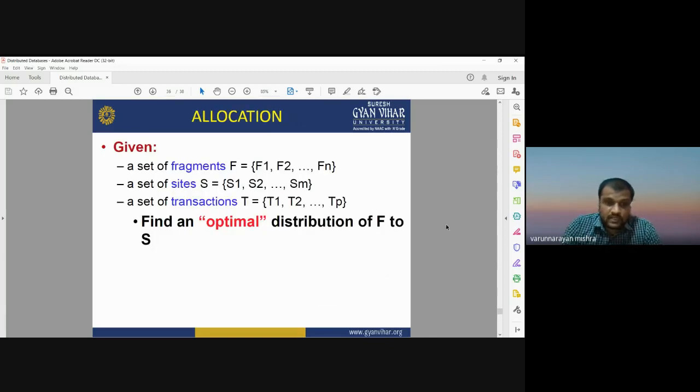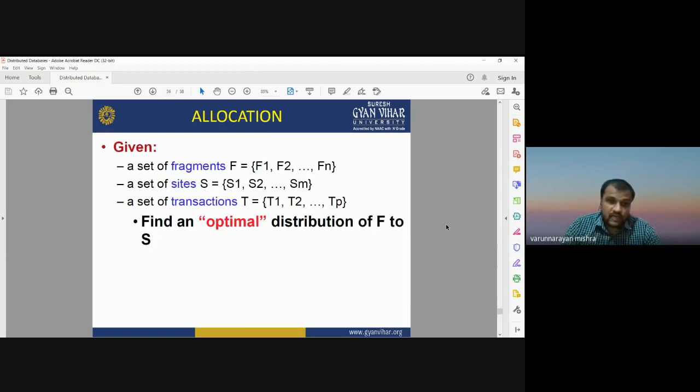Allocation is important. For a given set of data, a set of fragments F equal to F1, F2, up to Fn, a set of sites S, which is S1, S2, up to Sm, and a set of transactions T equal to T1, T2, up to Tp, we may find an optimal distribution of F to S. So this is the process of the allocation of the types of fragments, sites, or transactions.